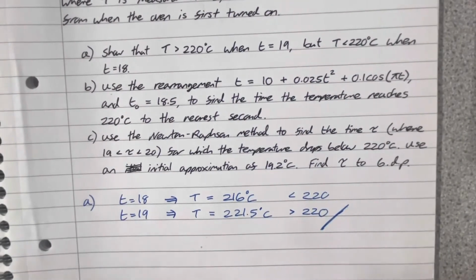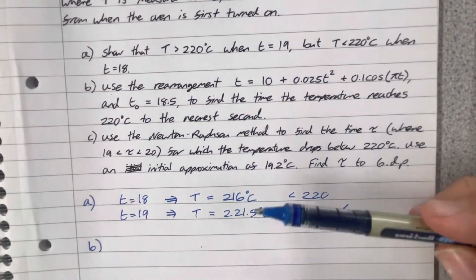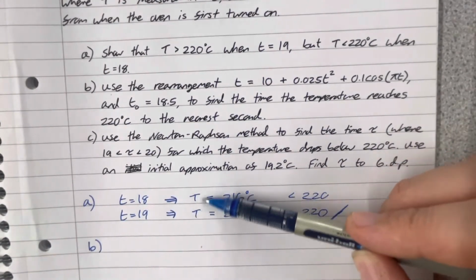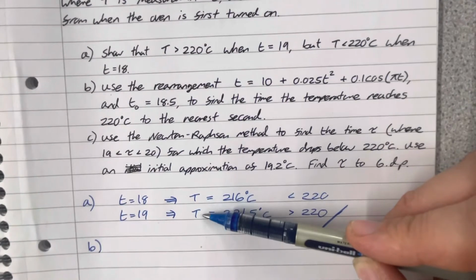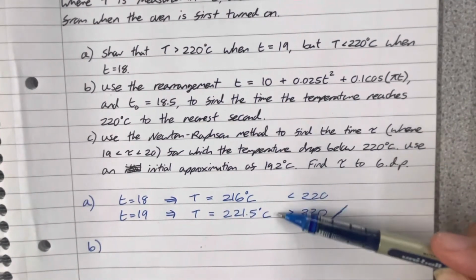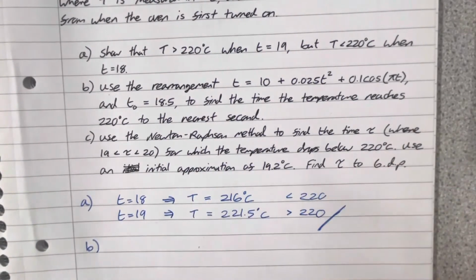Okay, part B. Use the rearrangement t equals 10 plus 0.025t squared plus 0.1 cos of pi t, and t0 is 18.5, to find the time the temperature reaches 220 to the nearest second. So this is essentially saying that at some point between t is 18 and t is 19, capital T gets to 220, because this is a continuous function, and it's below 220 here and above 220 here. So it must be 220 somewhere in between these two time values.